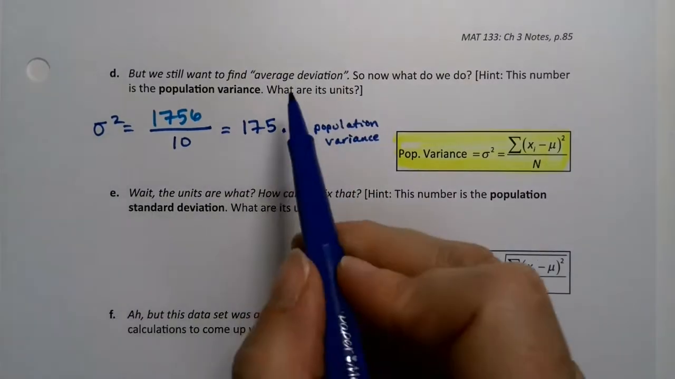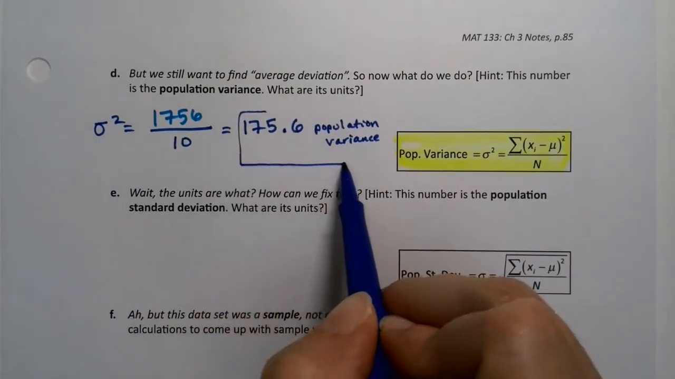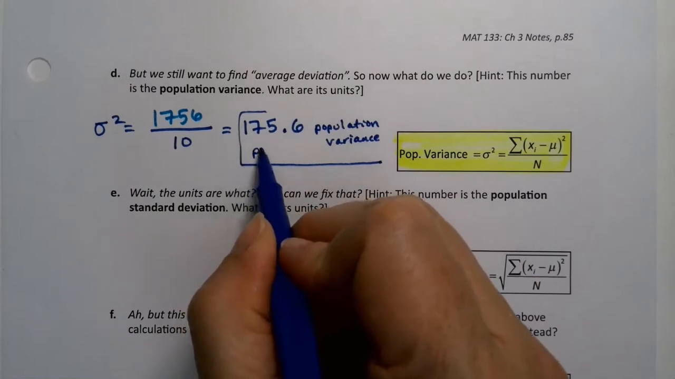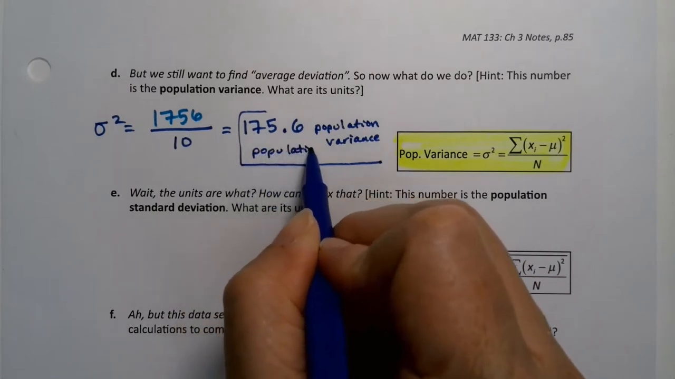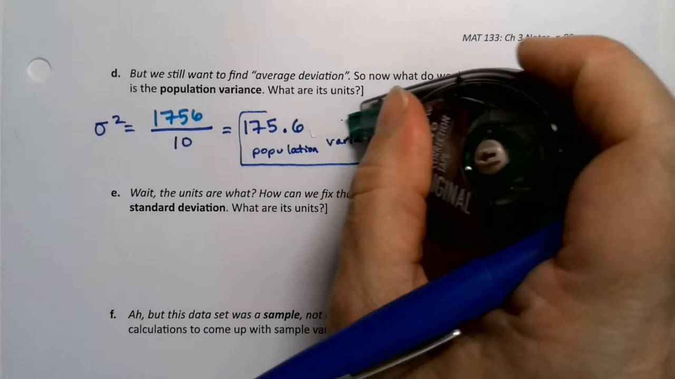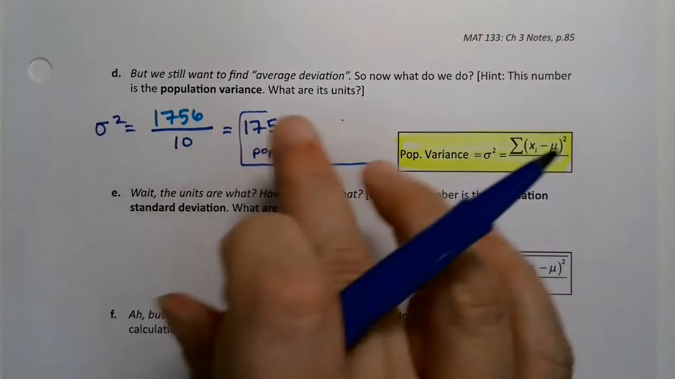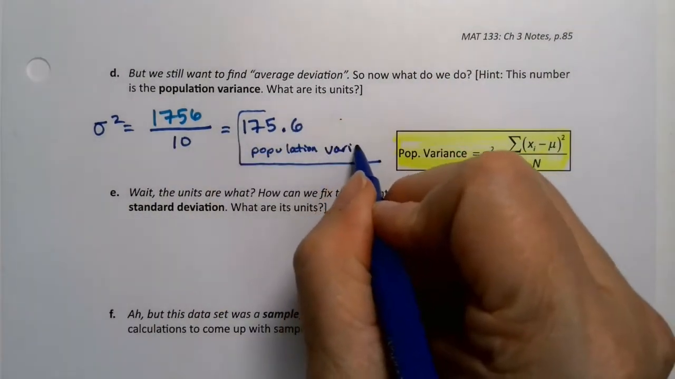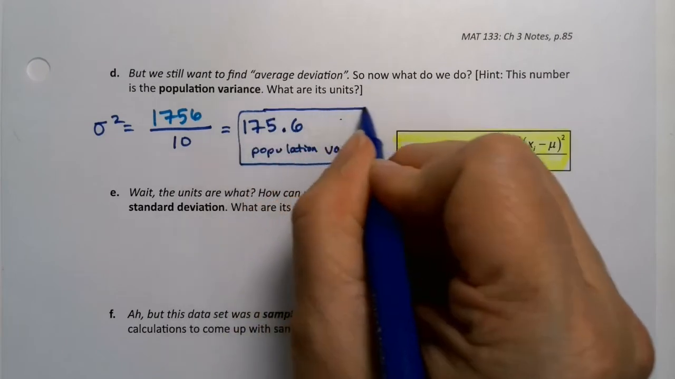Now the units for it, well, we'll get into that. I'm just going to leave some space. I'll write the units later. Matter of fact, I'm going to put the population variance part down here instead of up there, so that way I have room to write the units. Sorry, I should have thought of that. So I'll just leave myself a little space and I'll be back to talk about units.